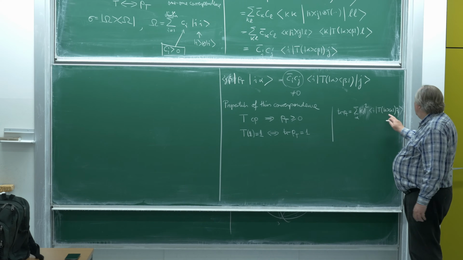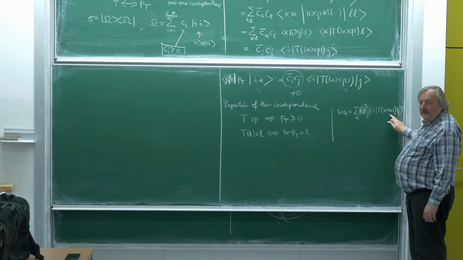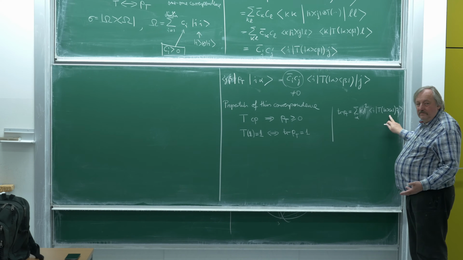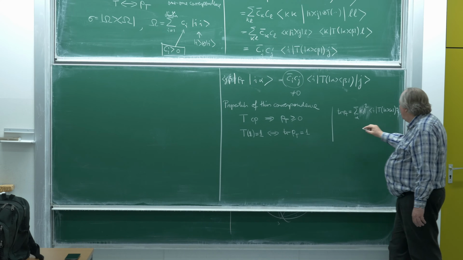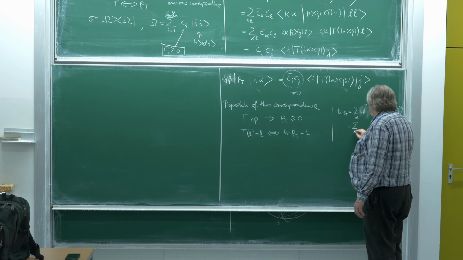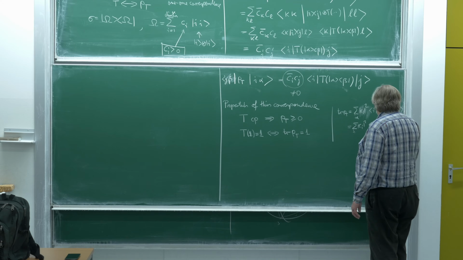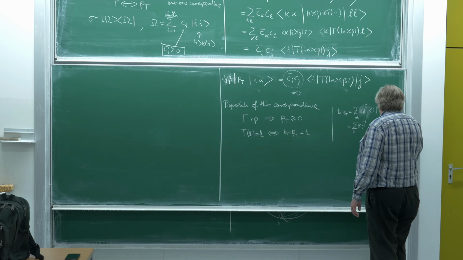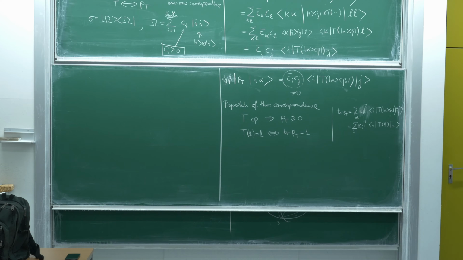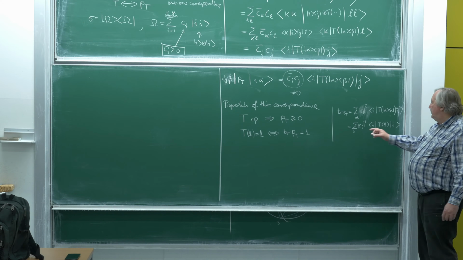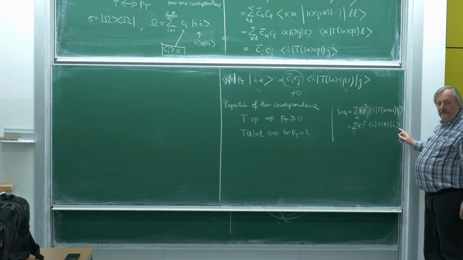Now, you can do the sum on alpha inside here. This is the identity. Right? So you just sum all the one-dimensional projections. So this is the same as the sum over i of |c_i| squared ⟨i|T(1)|i⟩. So read this as a convex combination of these numbers.